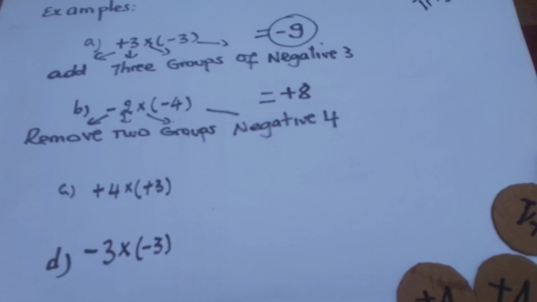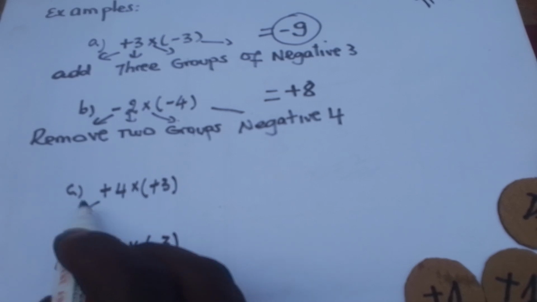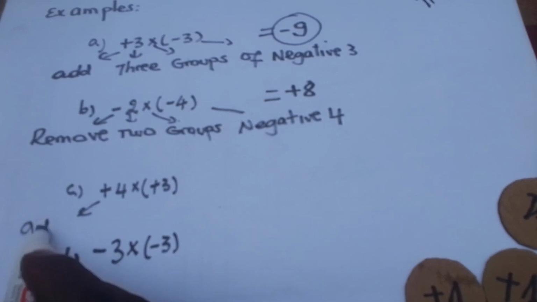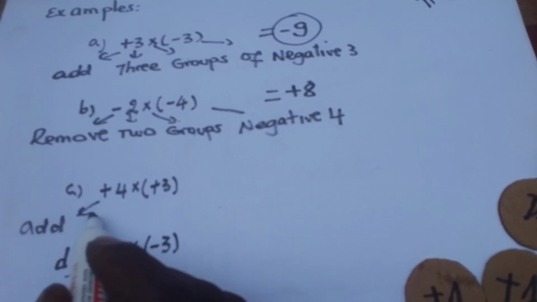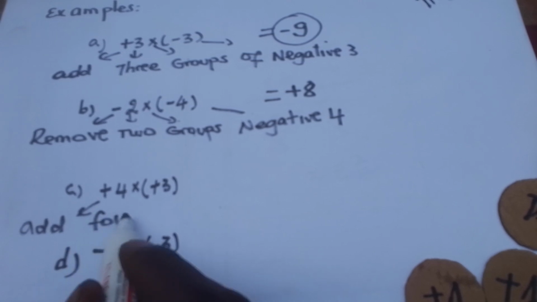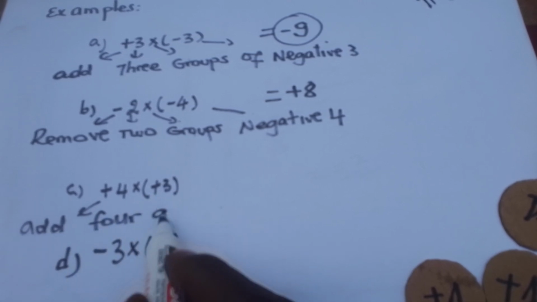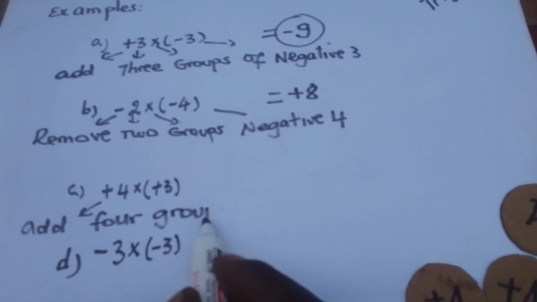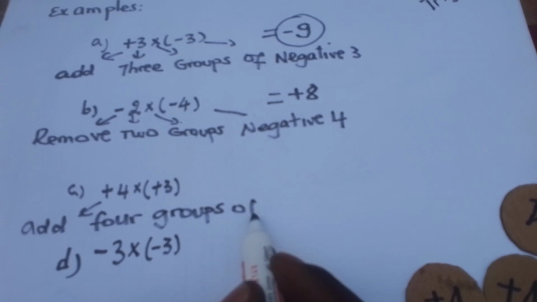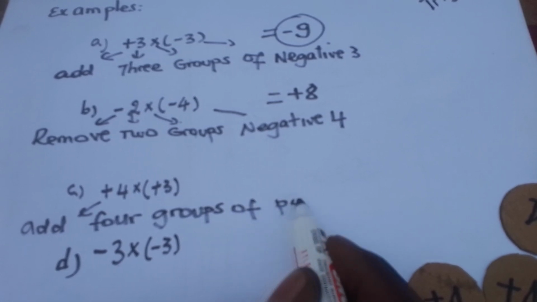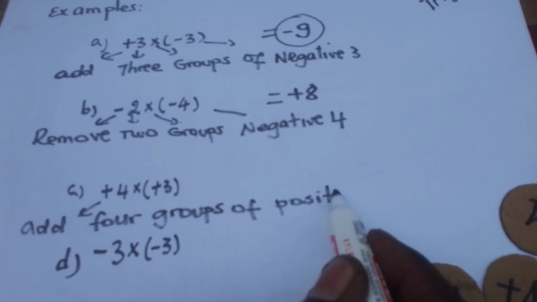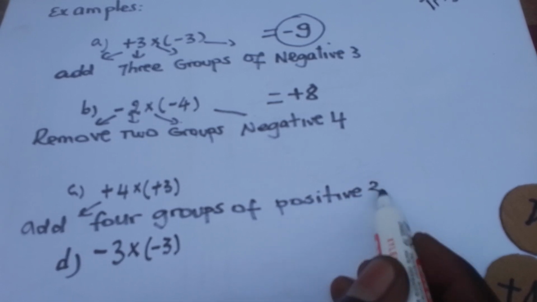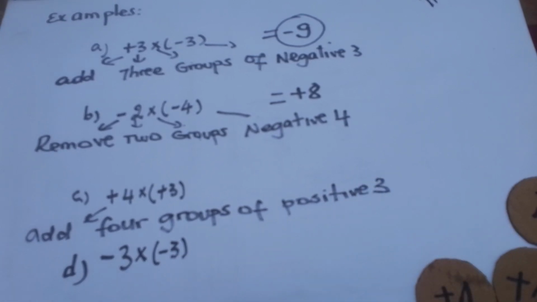Question number C. First, we are going to formulate the math sentence. The math sentence will be add 4 groups of positive 3. We are going to add 4 groups of positive 3.